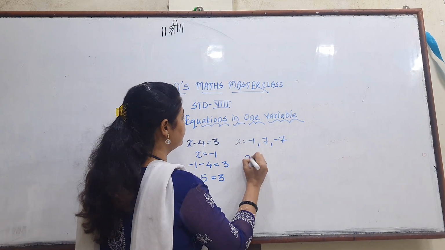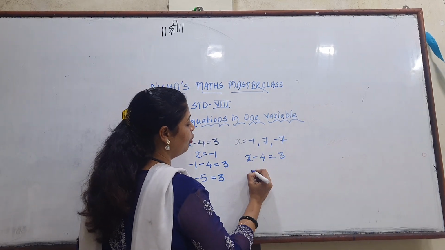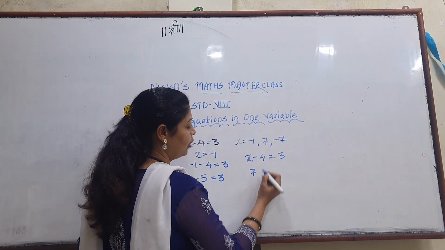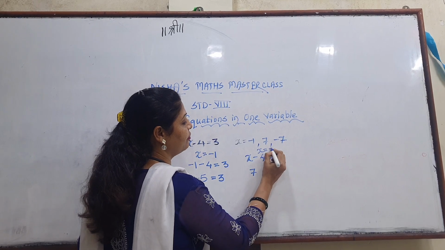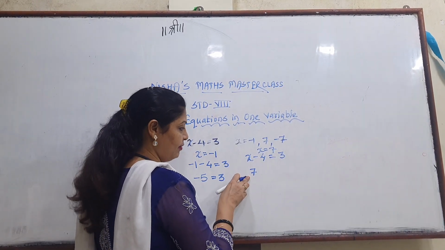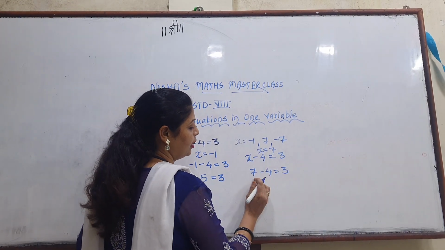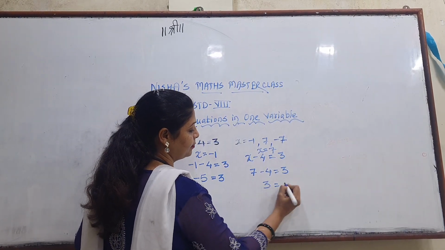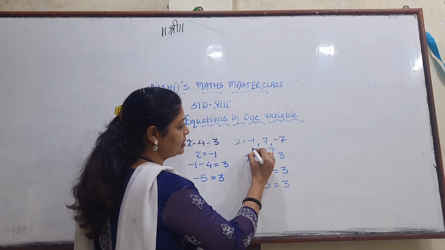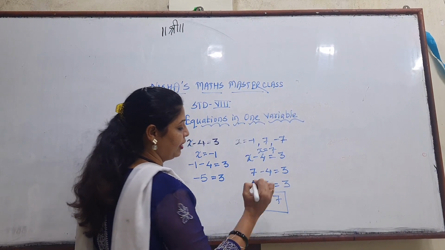So now we have to take another value. Again we write down the question, then put the value of x, okay? Now I am taking the value x is equal to 7, so I am writing here 7 instead of x, minus 4 is equal to 3. Now 7 minus 4, 3 is there. Got it? So this is our value, x is equal to 7. This is our value for this equation.